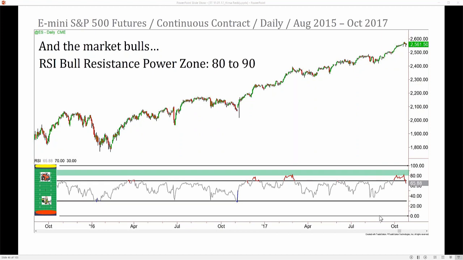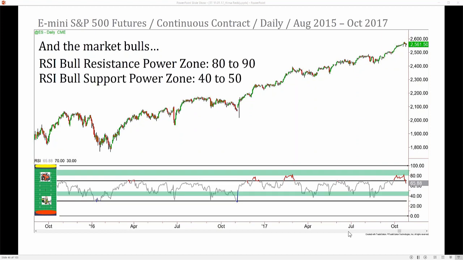Okay, so it keeps you generally with the trend. And just like we have a resistance zone, we have a support zone. And for bulls, the support is higher. It's not down at 30, it's from 40 to 50.